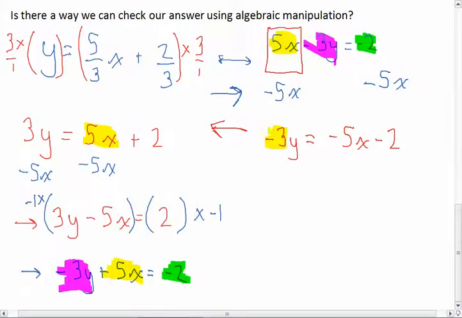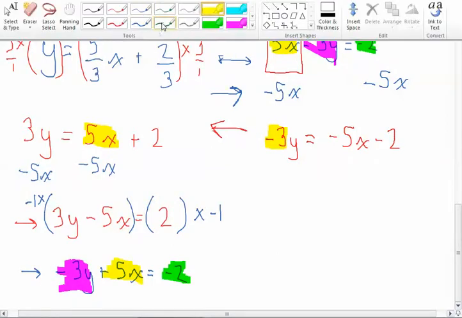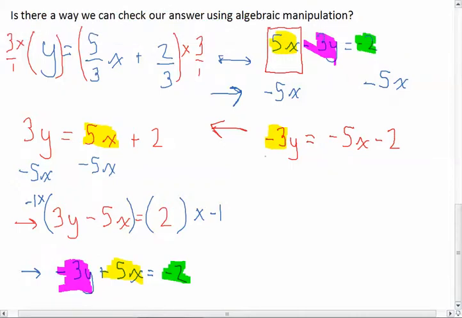Okay. So now, the next thing I have to get rid of, we need y completely by itself. So I need to get rid of a coefficient of 3. So to get rid of a coefficient, what do we use? Yeah, we use division. So I'm going to divide both sides by my coefficient of negative 3.